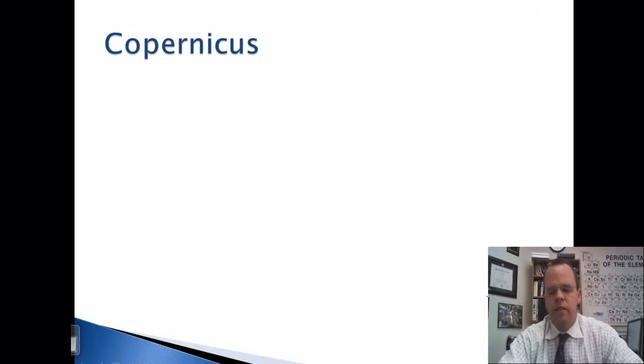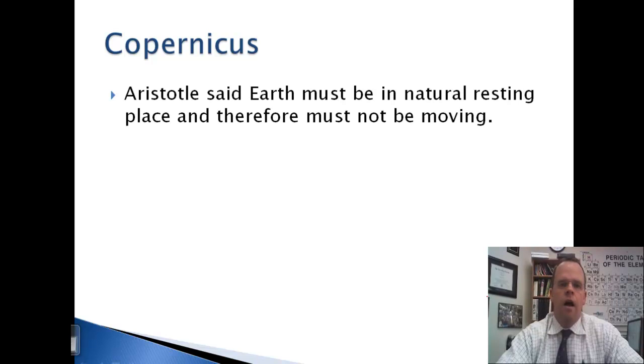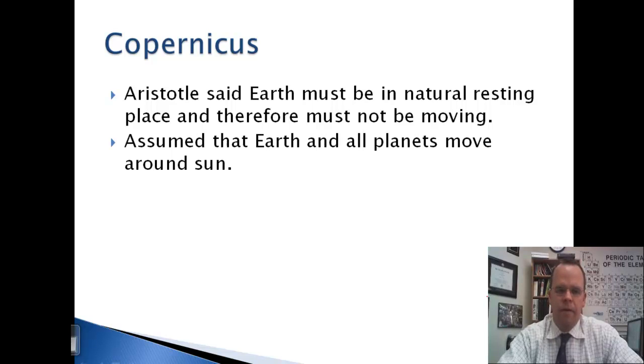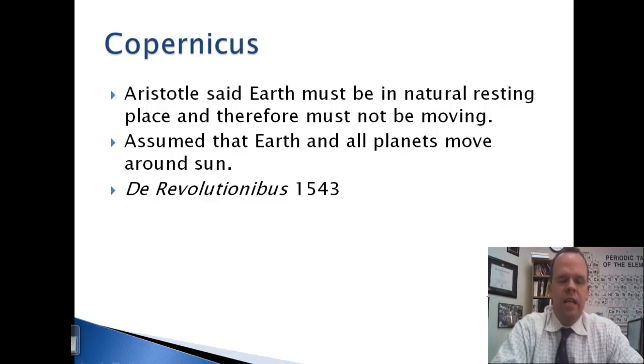Copernicus, Galileo, and eventually Newton come up with a new understanding of all of this. Aristotle had said the earth must be in its natural resting place and therefore not be moving. Copernicus was the one who started to question this. He started to say that the earth and all of the planets are actually revolving around the sun, not everything else revolving around the earth. The earth is not in its natural resting place. The earth is actually moving around the sun. He put this out in his book in 1543, which translates the title to On the Revolutions of Heavenly Spheres.